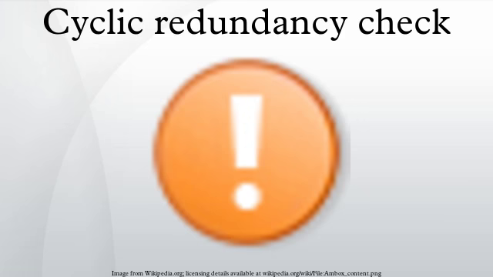do not match. CRCs are so called because the check value is a redundancy and the algorithm is based on cyclic codes. CRCs are popular because they are simple to implement in binary hardware, easy to analyze mathematically, and particularly good at detecting common errors caused by noise in transmission channels. Because the check value has a fixed length, the function that generates it is occasionally used as a hash function.